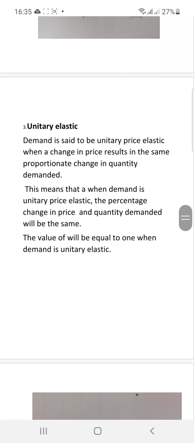Now we pass on to unitary elastic demand. Demand is said to be unitary elastic when the percentage change in price results in the same percentage change in quantity demanded. For example, if you have a 10% change in price, we will have the same percentage change in quantity demanded. And obviously, if we take a 10% change in price divided by a 10% change in quantity, we will have 1. So our unitary elastic demand will always have a value of 1.